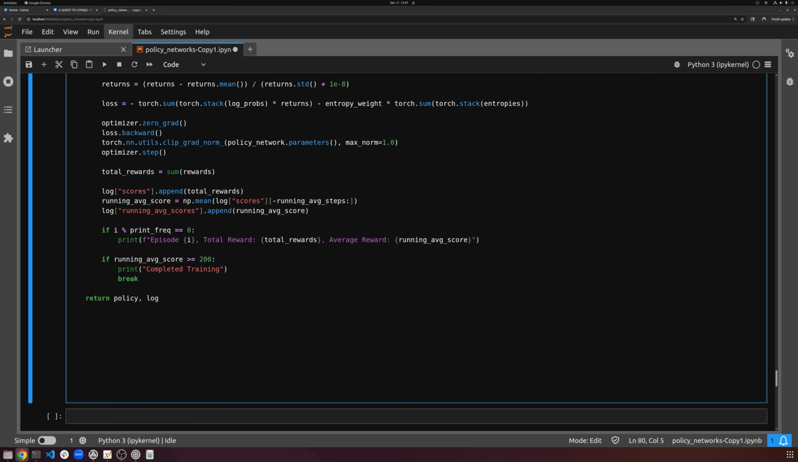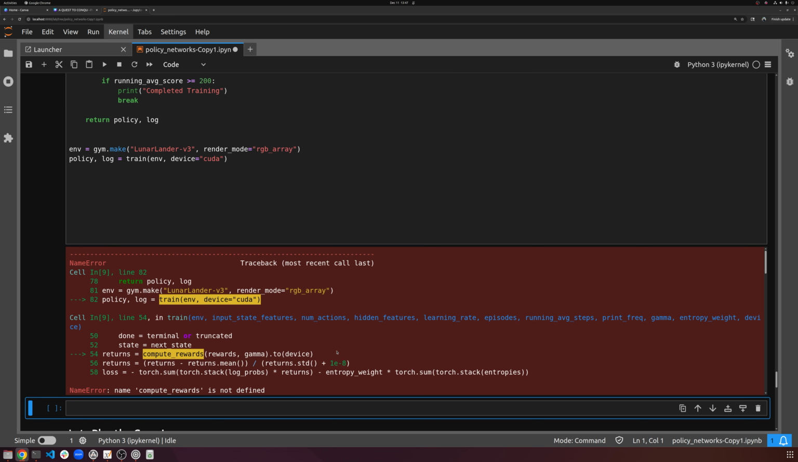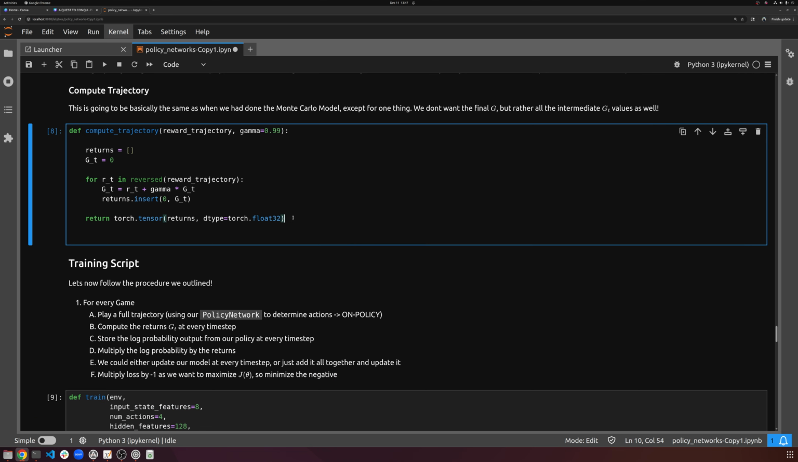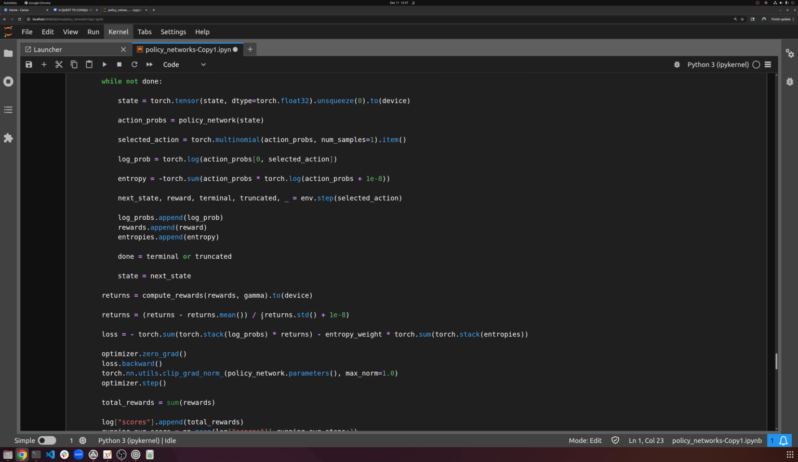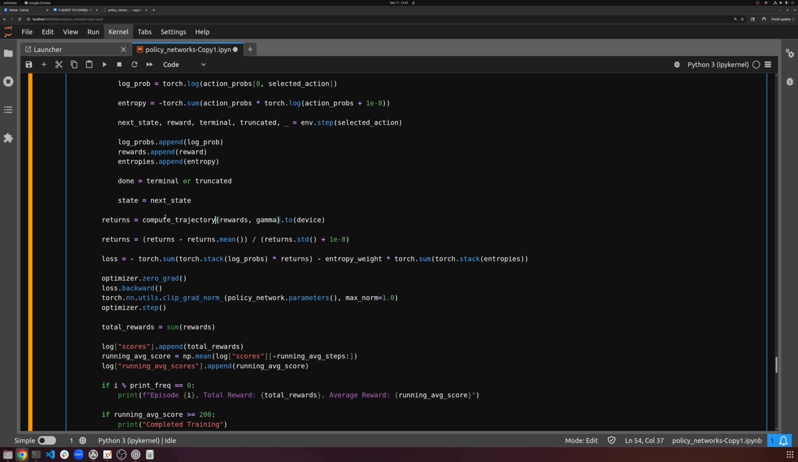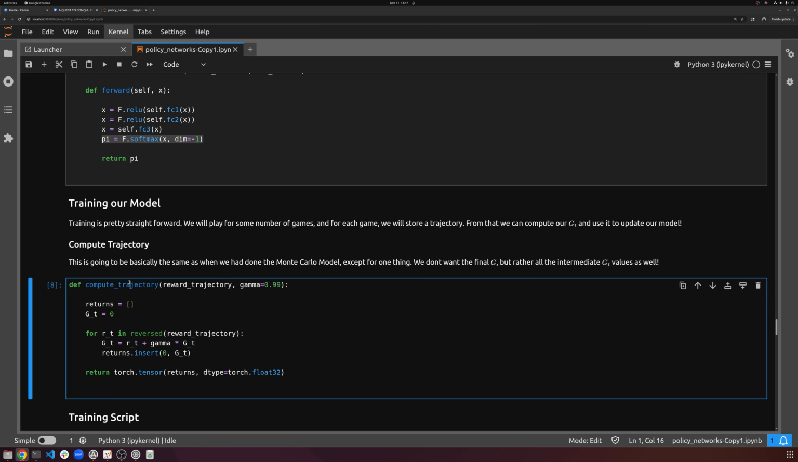And so just to play the game, very simple. We're going to go ahead and just play the game. Let's see if there's any bugs. Compute rewards is not defined. Should be compute trajectory. Not bad. Actually, it should be compute returns, right? What am I calling it? Yeah, whoops. This should be first compute returns, and this should be compute returns.